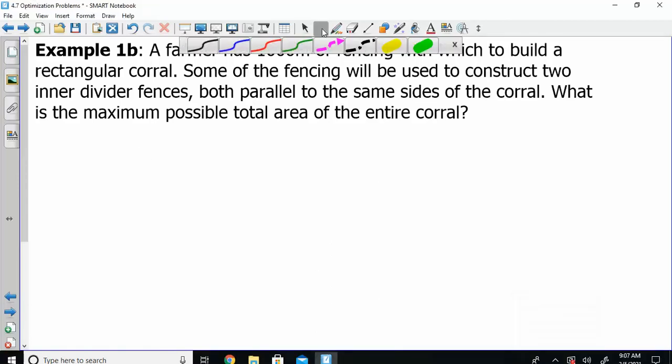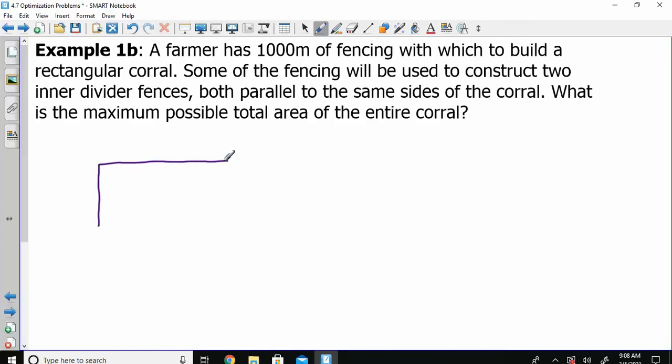Okay. Let's make sure you have at least the correct setup here. So we have a rectangular corral. Some of the fencing will be used to construct two inner divider fences, both parallel to the same sides of the corral. So we have two fences in here. What's the maximum area? So same type thing as last time. However, do I have to fence all four sides this time? Yes, plus the two in the middle.